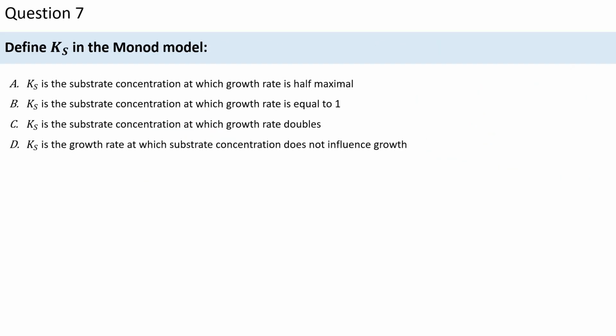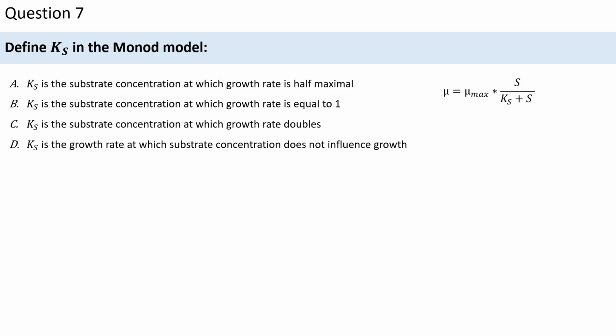Moving on to question 7, define Ks in the Monod model. Option A, Ks is the substrate concentration at which growth rate is half maximal. Ks is the substrate concentration at which growth rate is equal to 1. Ks is the substrate concentration at which growth rate doubles. Ks is the growth rate at which the substrate concentration does not influence growth. So this is also very confusing, right? What are we going to do with this?